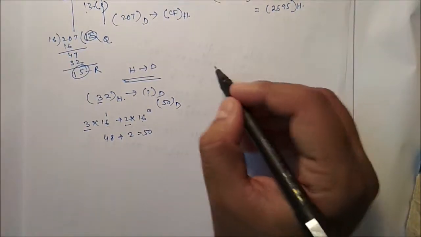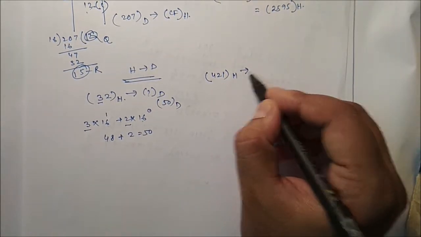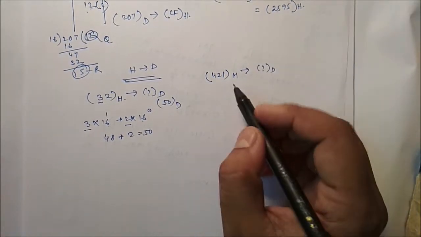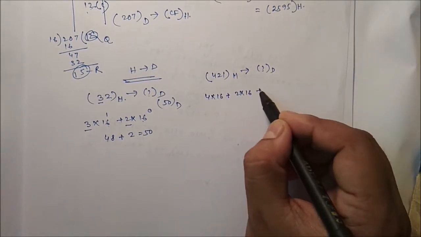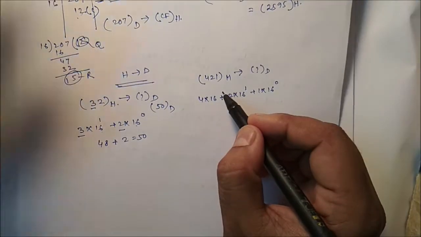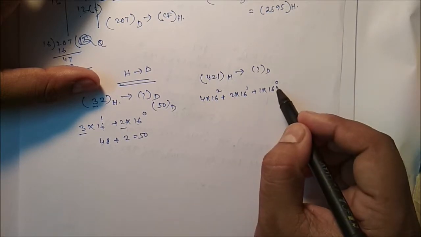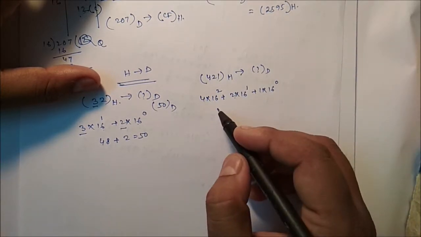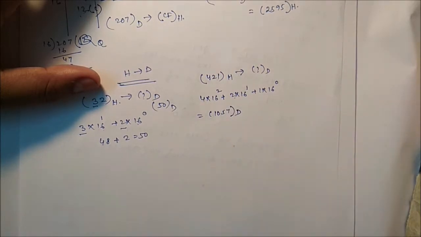Similarly, suppose our number is 421 in hexadecimal. What is the corresponding decimal number? So 4 into 16 squared plus 2 into 16 to the power 1 plus 1 into 16 to the power 0, with powers 0, 1, 2 starting from the right. If you solve it, the answer will be 1057 in decimal.